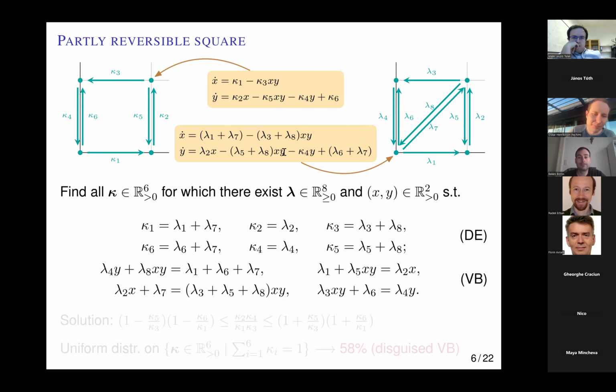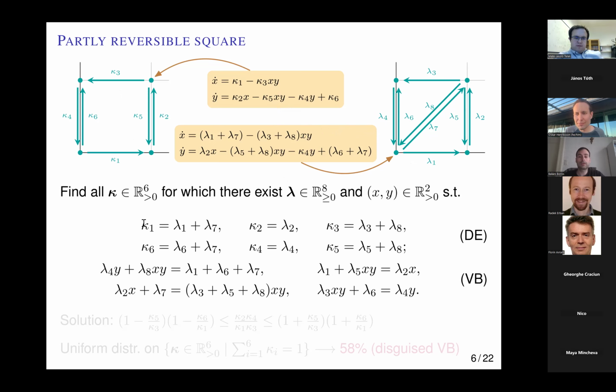Then, and this is the key and main idea, once I fix my kappas, can I find lambdas such that the two differential equations are identical, and maybe the second one is vertex balanced? If that's the case, then I can conclude for the original network that a classical Horn-Jackson function is a global Lyapunov function. So what does it mean?